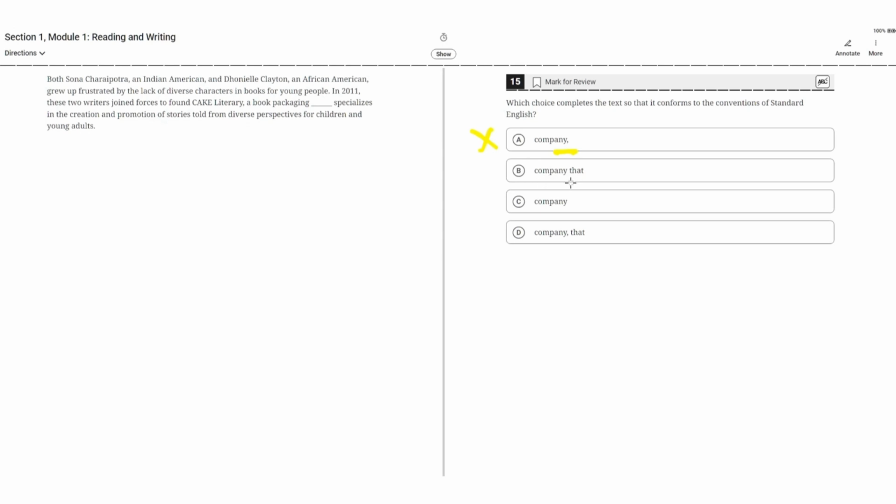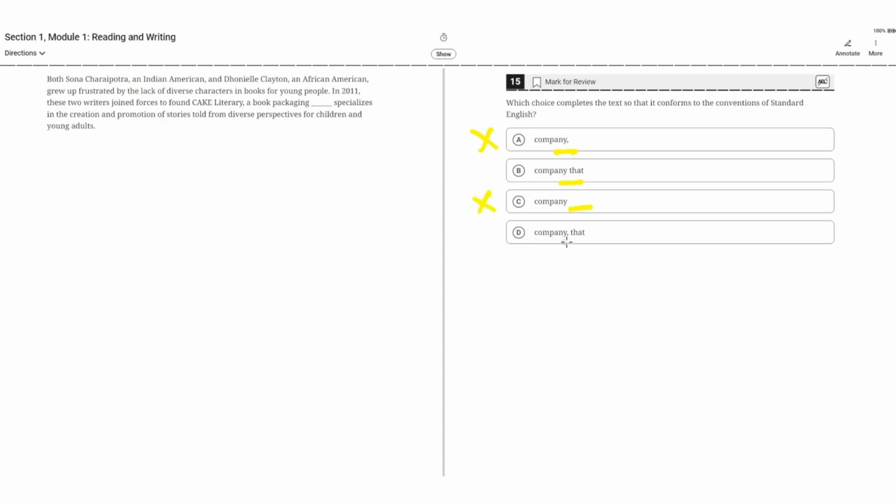B. Company that. This is correct because there's no need for a comma, and it has a connecting pronoun, that. So B seems to be the correct choice. C. Company. This is incorrect because it's missing the connecting pronoun, and in this case it should be that. And if you were to put this into the blank, you could clearly see that it doesn't make sense.